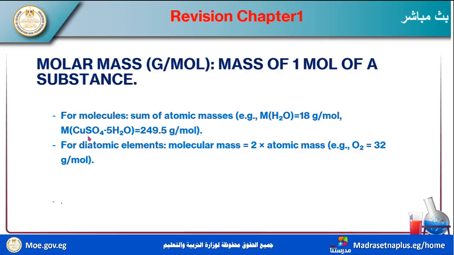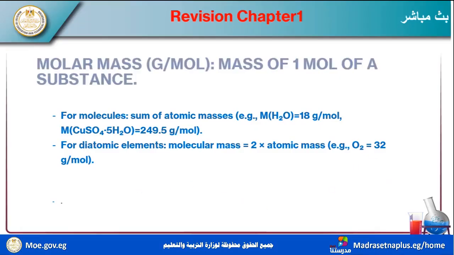Now write 63.5 plus S equals 32 plus 4 times O, 4 times 16, plus 5 times 18. This 18 is the molar mass of H2O. Now the result is 249.5 gram per mole. For diatomic elements you must multiply by 2, for example oxygen equals 32 gram per mole.